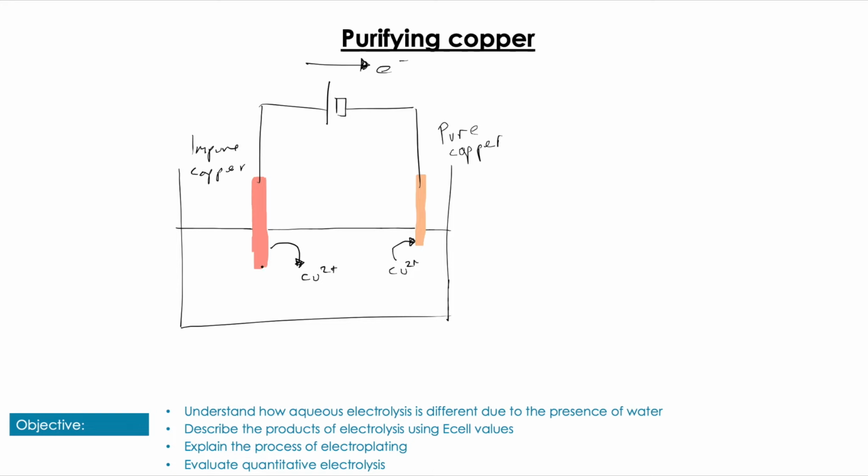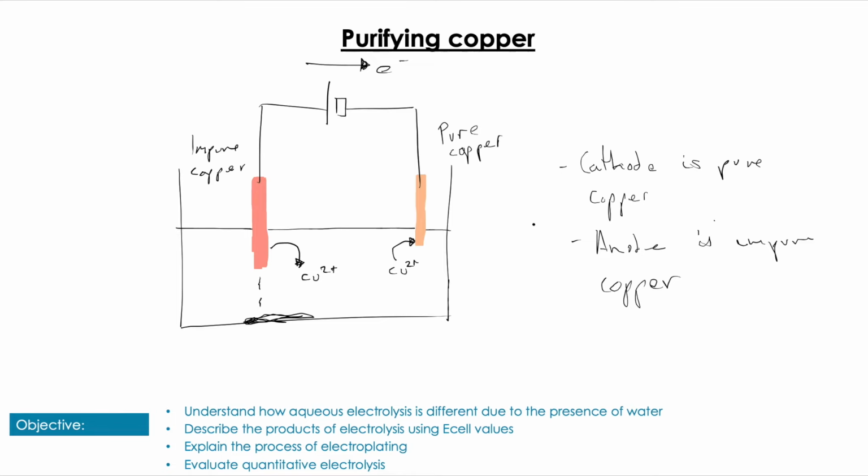As the course of the electrolysis happens, any impurities just fall to the bottom because they're not attracted to go across, and so we get a pure copper electrode that increases in size, and we get the impure copper anode, which decreases in size. And like I said before, this is usually a copper sulfate solution that we use.